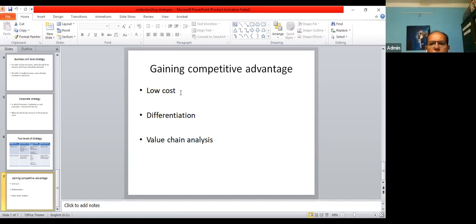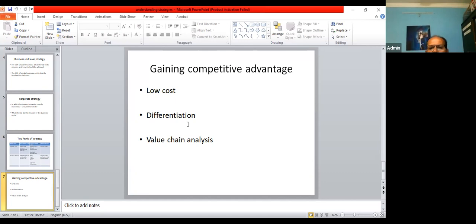If it is too much expensive, then the company will have to spend a huge part of its profit over and above the strategy they follow. So for that purpose, there should be low cost.